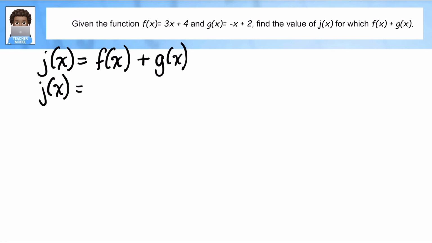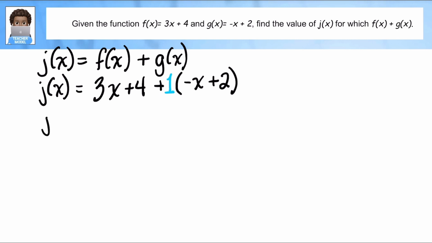Let's substitute for f of x, which is 3x plus 4. Notice that one is not in parentheses. Plus, and I'm going to put all of g of x into parentheses. Negative x plus 2. And I'm going to put in a 1 there in the front. And I'm going to do that on purpose so that I can distribute that. So let's move to the next part.